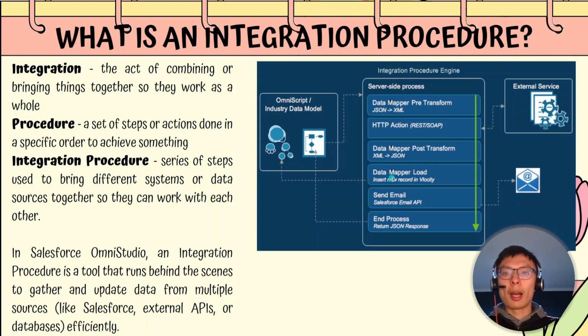So after this, we might use a DataMapper load to write new records back into Salesforce, and optionally we can send emails using the Salesforce email API, and finally the end process step wraps up everything and returns a final response in JSON. So all of these steps run on the server side in a single efficient execution. All of this capability makes integration procedure a very important tool, especially when you need to develop something quickly and scalable without writing Apex code.